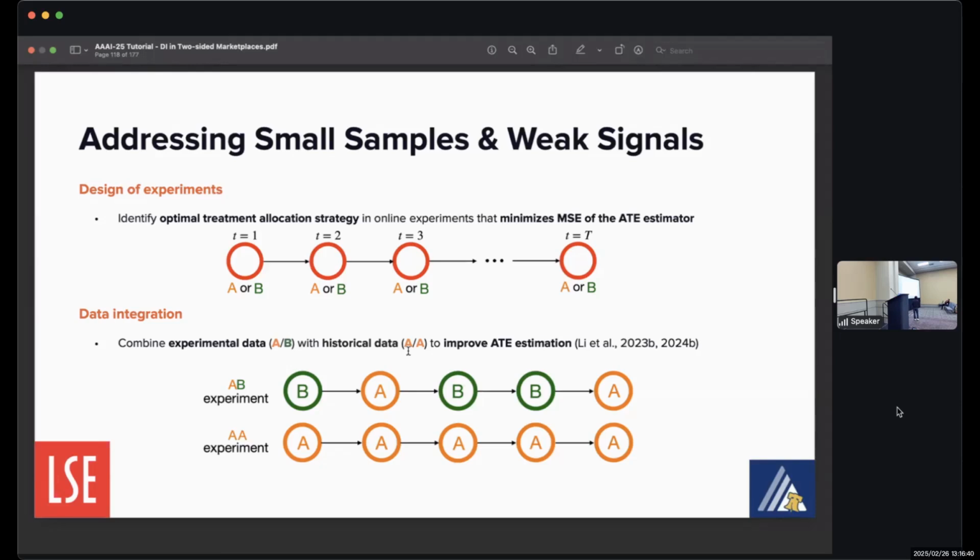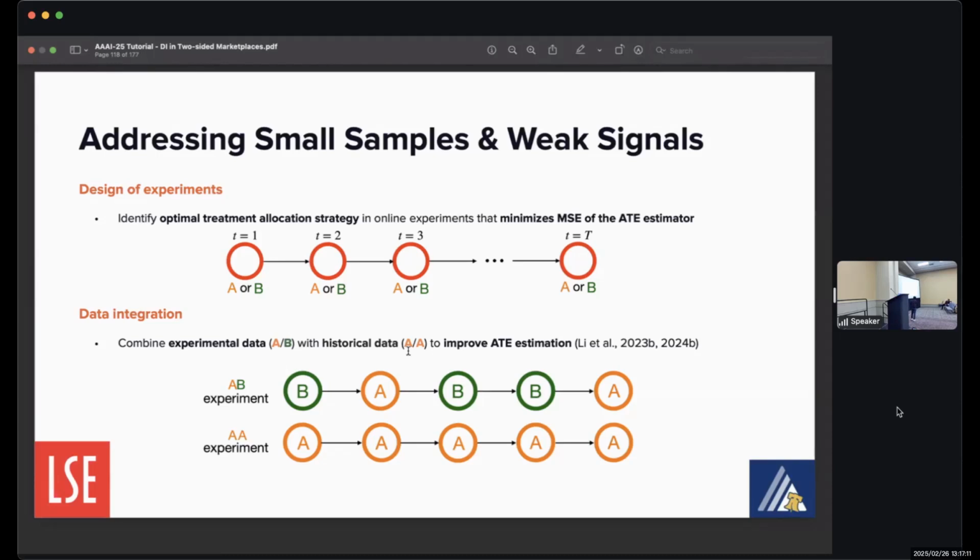And in addition to experimental design, you can also consider other approaches such as data integration. Although the experimental data has a relatively small sample size, prior to conducting the experiment, the company had a large volume of historical data. But prior to conducting the experiment, the new policy had not been invented yet. And because of that, the historical data only contains observations associated with the old policy.